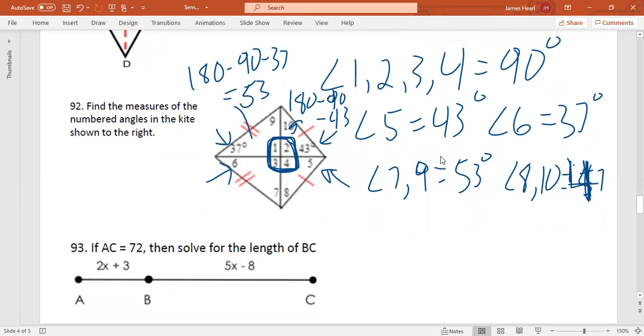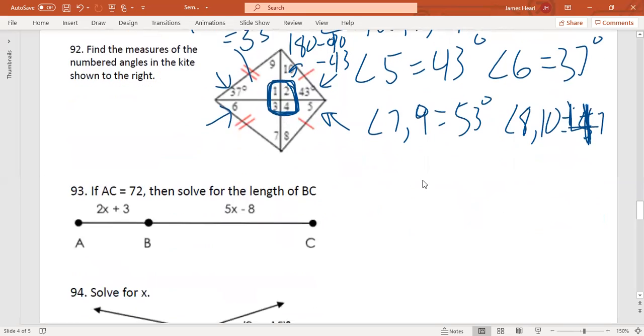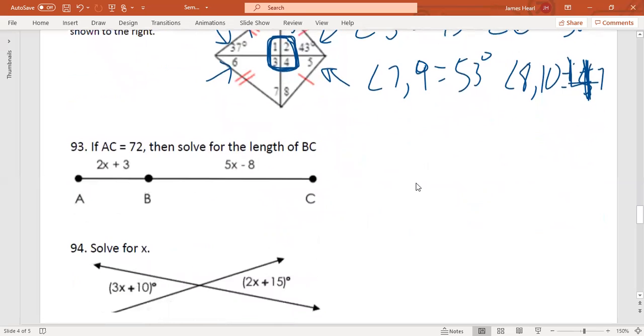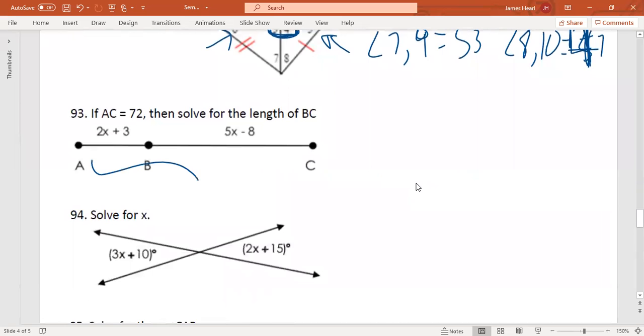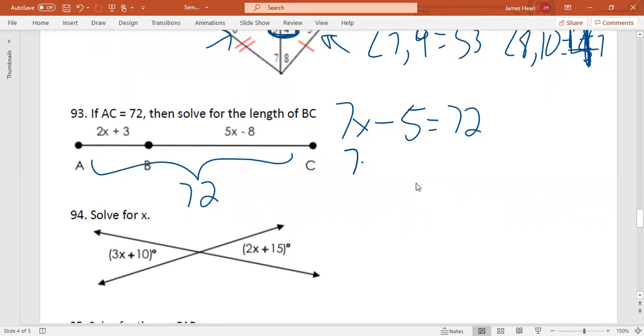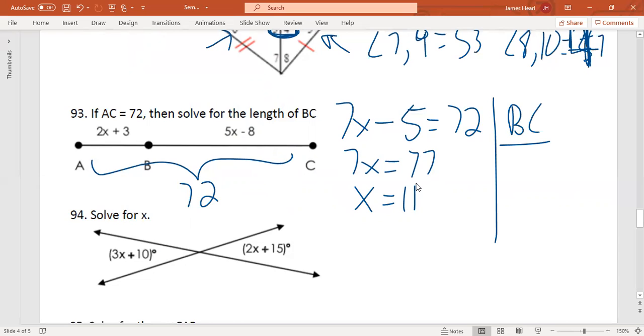For 93, we go back to segment addition, so all the way back to the beginning of the course here. If the entire length from A to C is 72, figure out the length from B to C. So we're going to add the parts up here. If we combine the x's, it's 7x. If we combine the constants, it's minus 5, and that has to be equaling 72. We'll add the 5 over to get 77, and then divide the 7 out. We know the value of x, but the question asked me to find the length of BC. So 5 times 11 will be 55 minus the 8. BC has to be a length of 47 units.